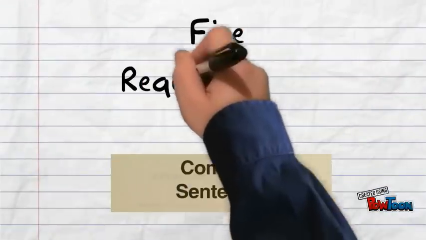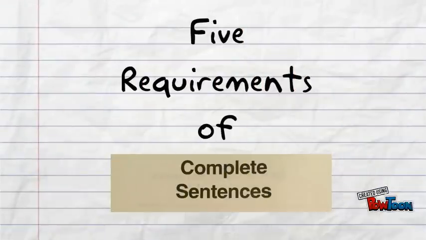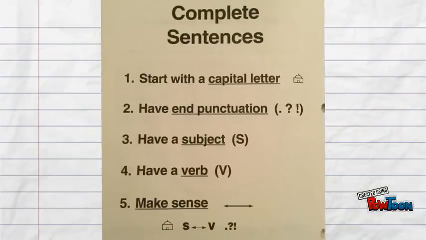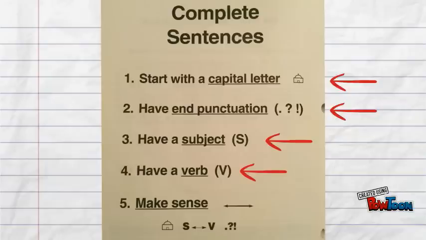Now that we have discussed all 5 requirements, let's review them together. A complete sentence must start with a capital letter, have end punctuation, have a subject, have a verb, and make sense. That concludes today's lesson.